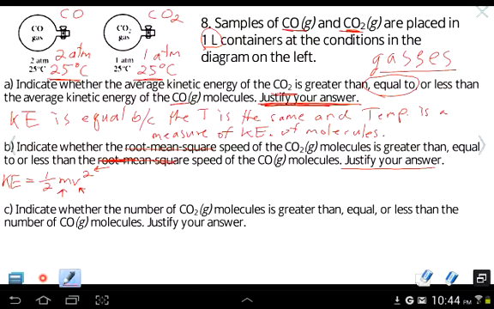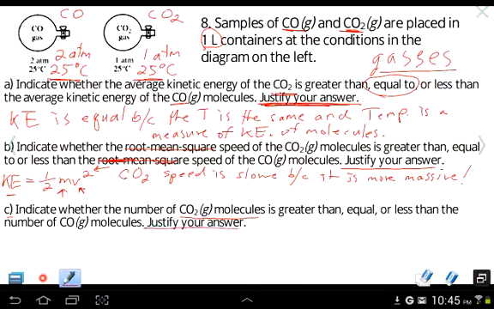The m is mass, the v is velocity. This is an inverse relationship, meaning that the heavier the particle, the higher the mass, and the lower the velocity must be in order for it to still have the same kinetic energy. So the heavier molecule, CO2, travels slower. CO2 speed is slower because it is more massive. The kinetic energies are the same because we're under the same temperature, but the speeds are not. And then C says indicate whether the number of CO2 molecules is greater than, less than, or equal to the number of CO molecules.